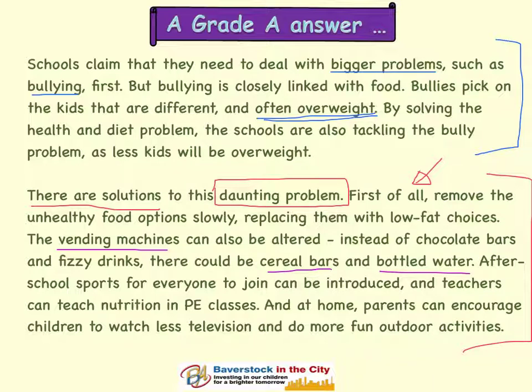Another solution is mentioned here, the after-school sports for everyone to join. Teachers teaching nutrition in PE classes. And then the problem at home that the head teacher mentioned can be dealt with here. Parents can encourage children to watch less television and do more fun outdoor activities. There's a lot of material in this page. Two good paragraphs, several points mentioned, and the points have been developed.